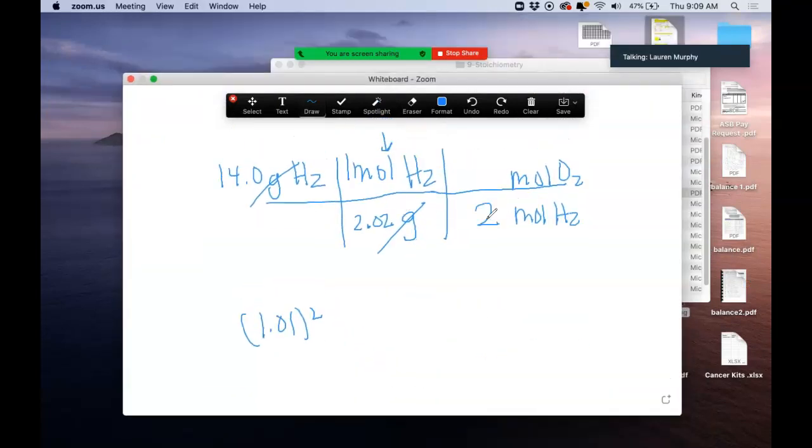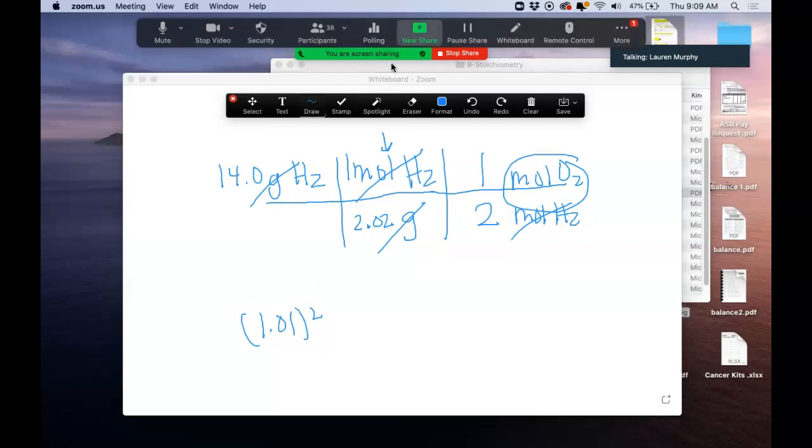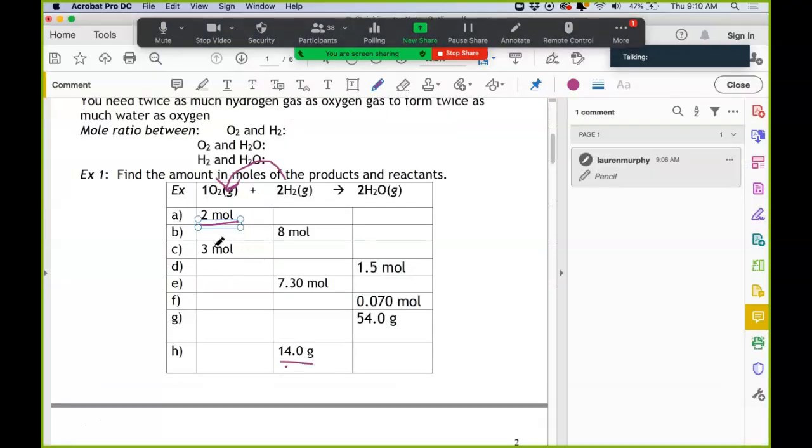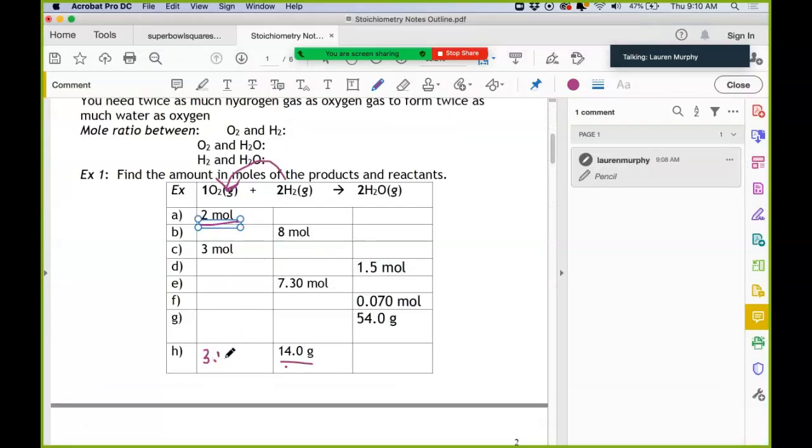Okay, there's a 2 in front of the hydrogen and a 1 in front of the oxygen. So 14 divided by 2.02 divided by 2 is 3.47. Oops. So this is 3.47 moles. Okay, well, let's do water.